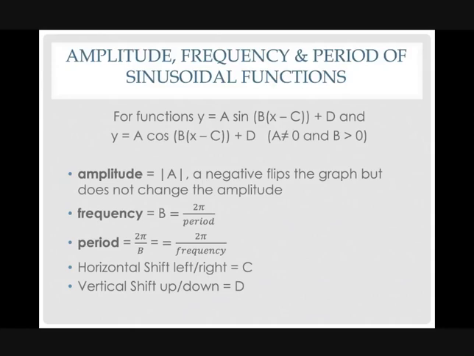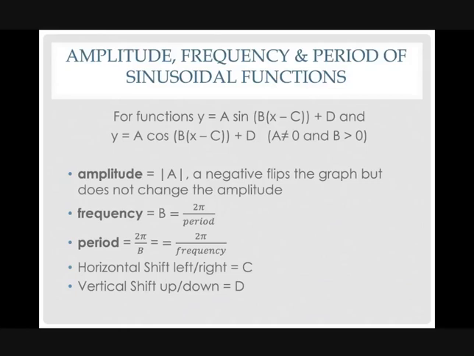So the horizontal shift is C. And of note, just like any other horizontal shift, when it's a subtraction of a number, for example, x minus 5, that would be a shift 5 in the right direction or 5 in the positive direction. However, if it was x plus 5, that would be 5 to the left. So you're going in the opposite direction of the sign listed.